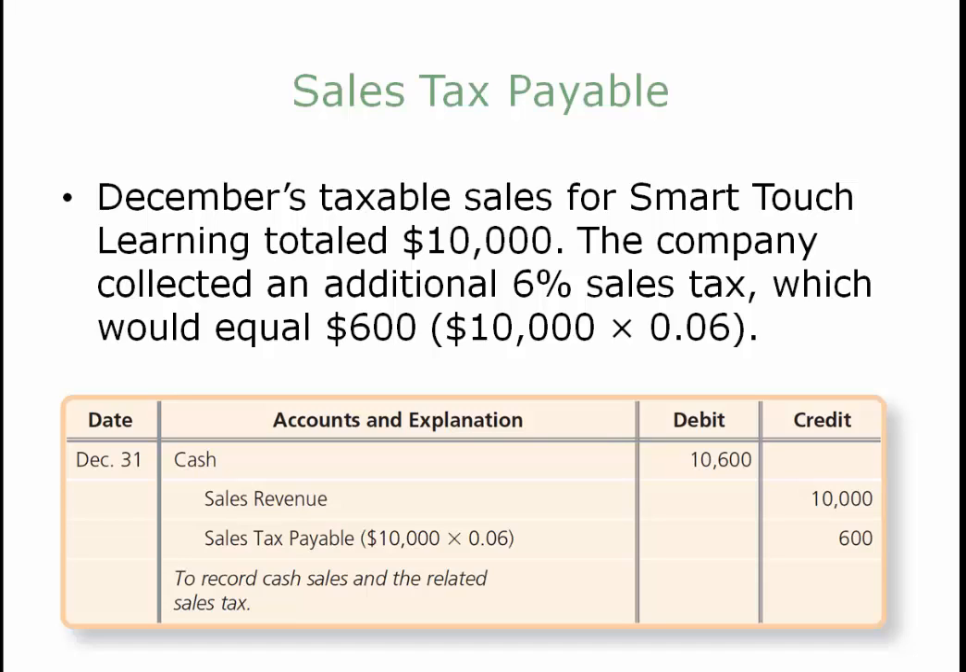Eventually, what they're going to do is remit that $600 to the state of whatever state it is that they're collecting the money for, and so the $600 doesn't have anything to do with the business, but it has to do with collecting money for the state.